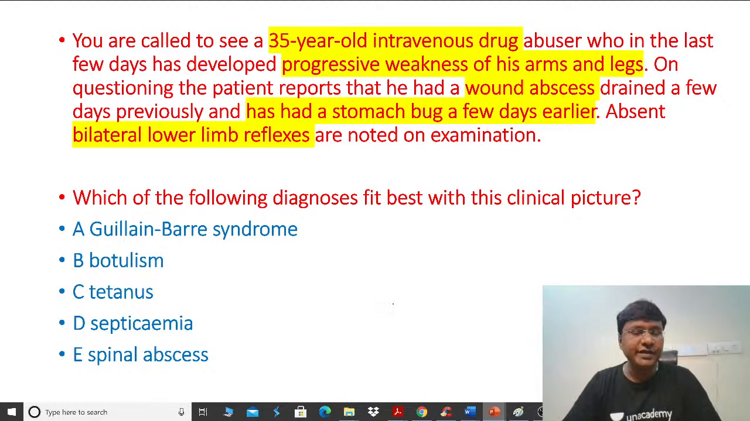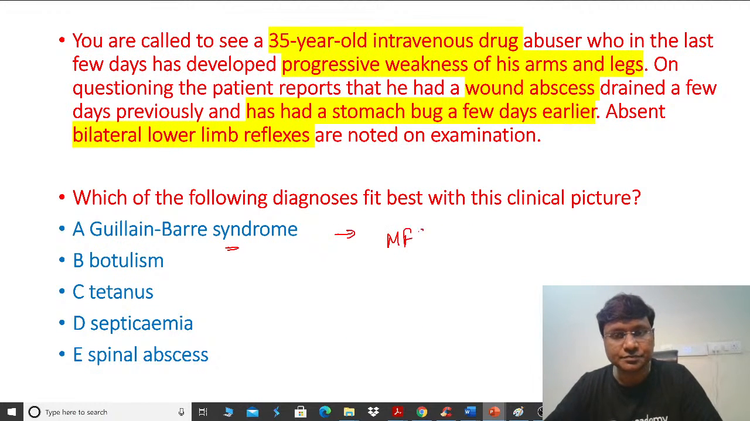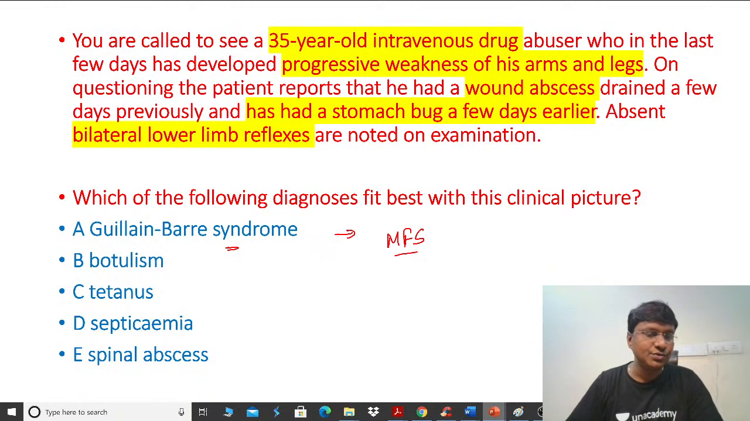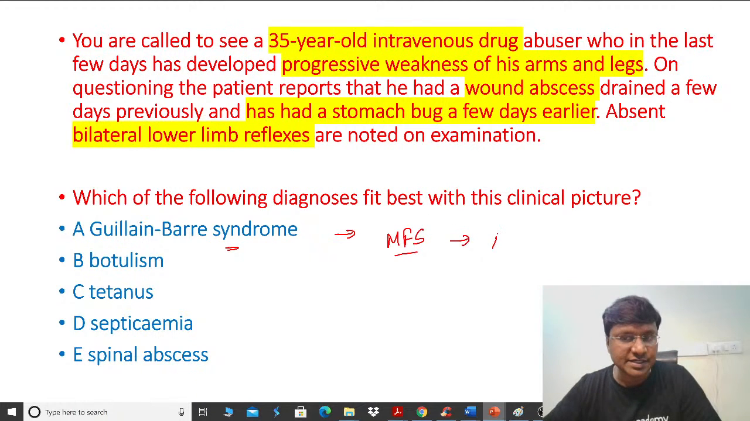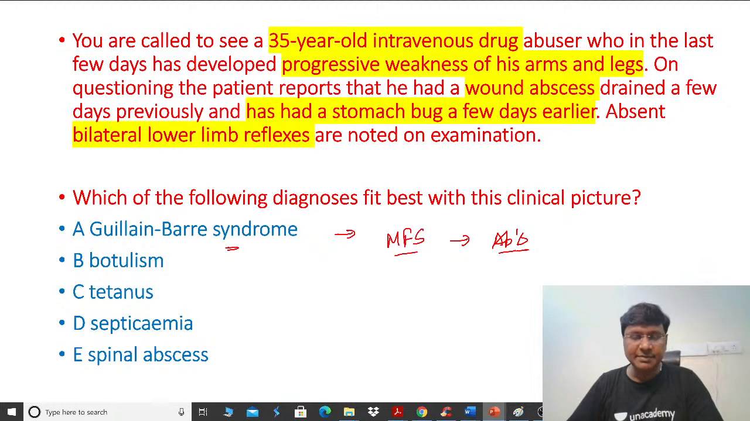Now we have a variant of Guillain-Barré syndrome, that is Miller-Fisher syndrome. Now can anyone tell me what are the antibodies in Miller-Fisher syndrome? Any one of you? What are the antibodies in Miller-Fisher syndrome?